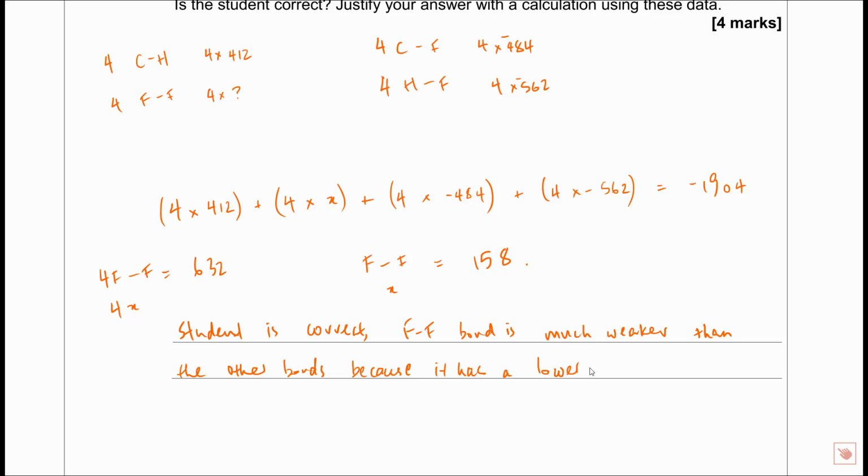Would probably make more sense to do this the other way around, actually. Hold on. Lower bond enthalpy. What I probably would have said is, because it has a lower bond enthalpy, the FF bond is much weaker. That would have been a better way of writing this, actually. Therefore, the FF bond is much weaker than the other bonds. So the student is correct.